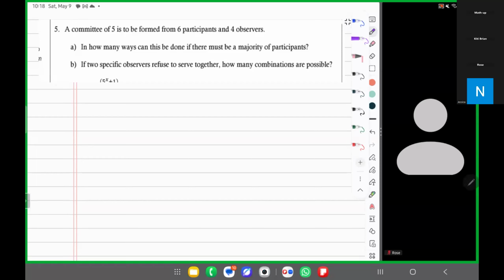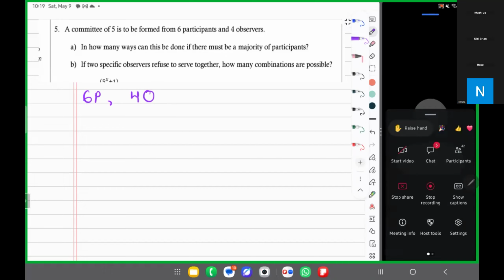So we have 6 participants and then 4 observers. And you want to form a committee.